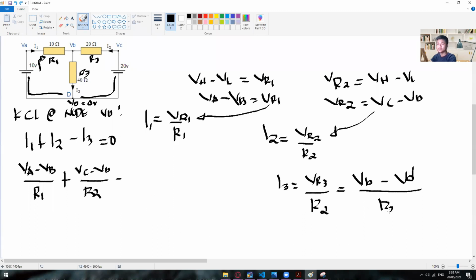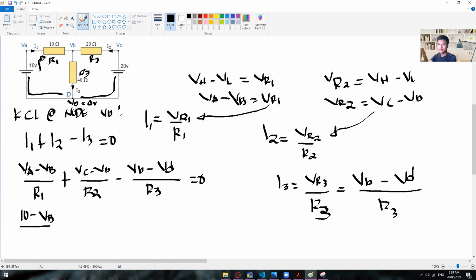Is this R2? No, R3. Sorry. This one is R3 also. So for the I3, we have here VB minus VD divided by R3 is equal to 0. And then from here, you can now substitute the given values of those variables. We already know that VA is equal to 10 volts, and we don't know the value of VB since it will be finalized once we have the values of everything. So let's just leave it as VB.